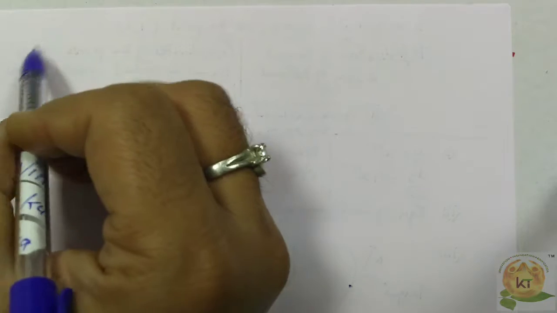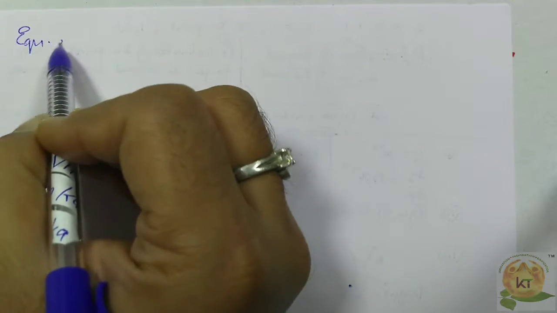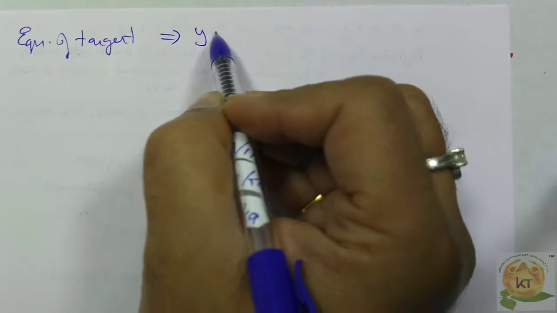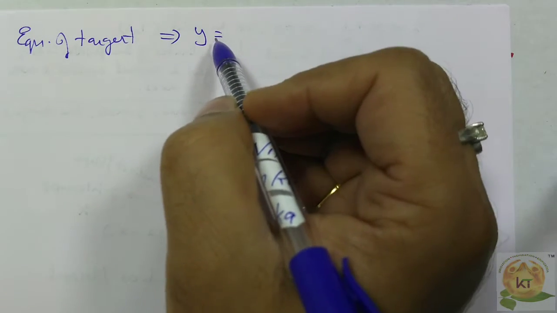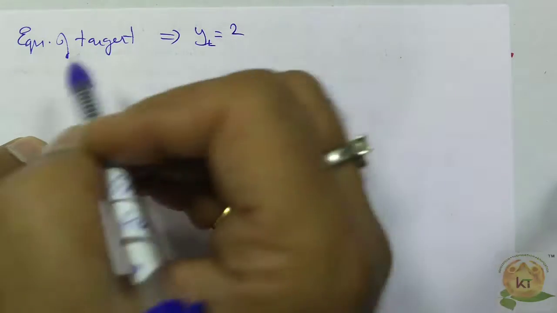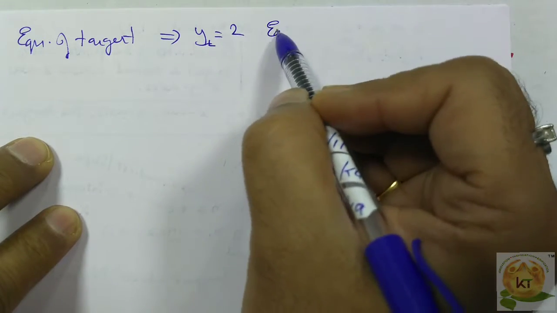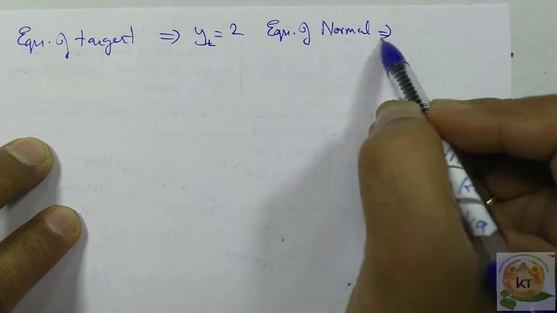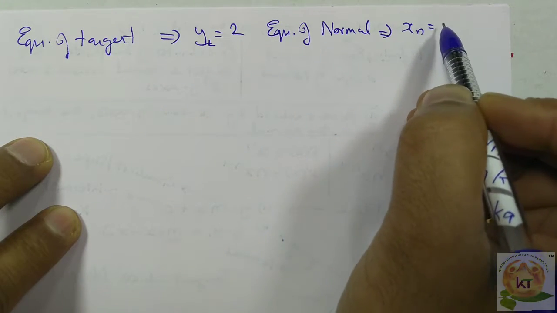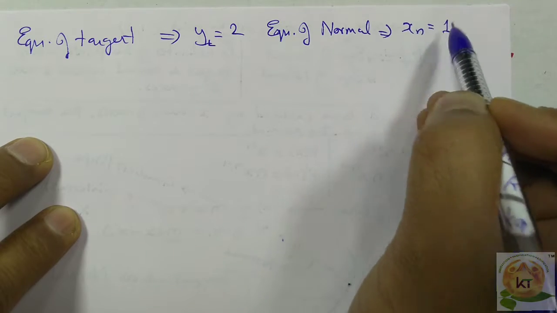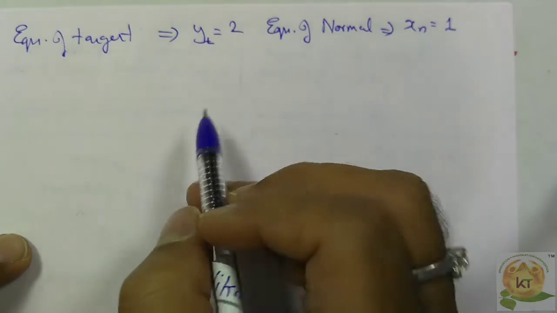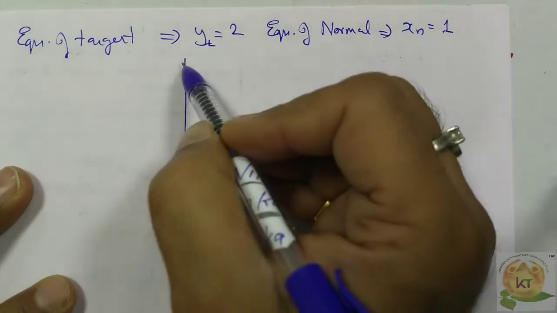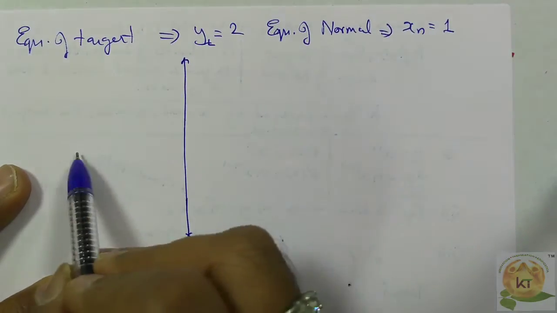Okay, so now I'll just write it for your reference. Our equation of tangent that we got was y is equal to 2. That's my equation of tangent, and the equation of normal that I got is nothing but x is equal to 1. Okay, let us take a coordinate axis over here, right? So I'll just take a coordinate axis. Please excuse me, I'm not using any stencils over here.